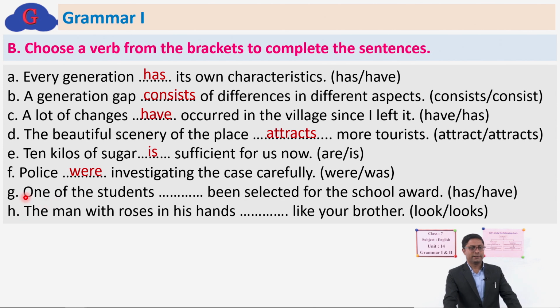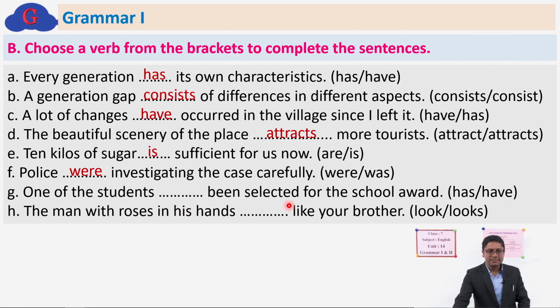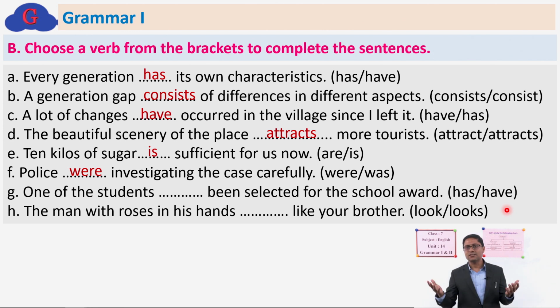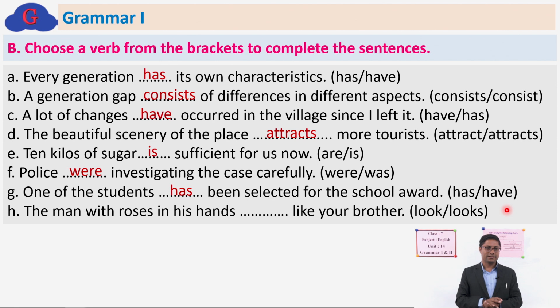Okay, students, let's see the second last one, G. It says, "One of the students been selected for the school award," and in the brackets we have "has" or "have." Dear student, what goes in the blank space there? Has or have? Which one is the correct answer? Okay, very good. As you said, it's "has." And why? Can you say why "has" is the right word there, not "have"? Very good.